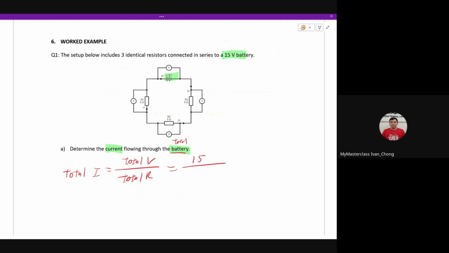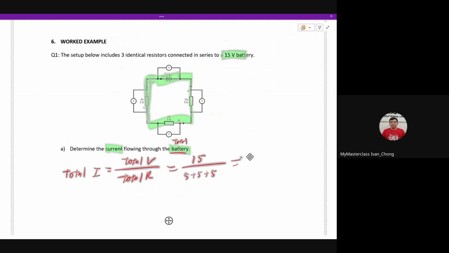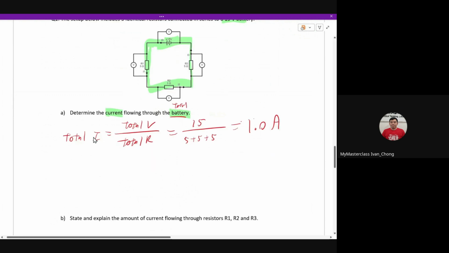First thing, ask yourself, is this series or parallel? This is series because there is just one single loop. So 5 ohms, 5 ohms, 5 ohms, this is for R1, R2, R3. So we should end up with 1.0 A current. Basically, I shortcutted this one. I already solved for total R, but you can actually do it as one extra step.